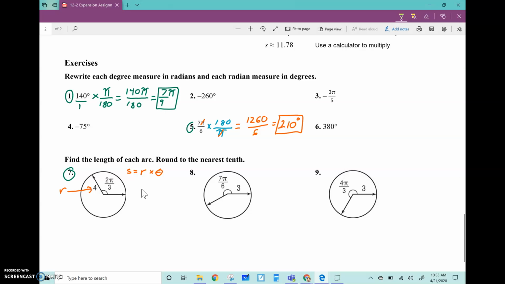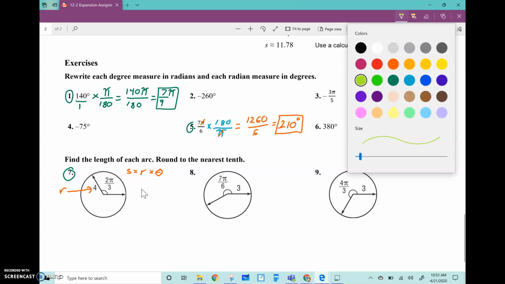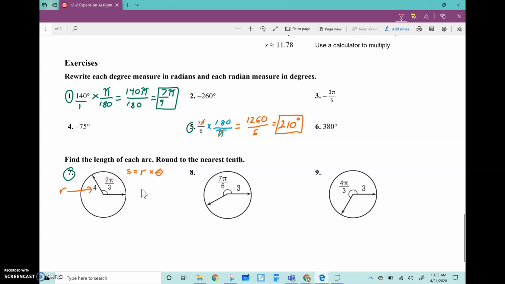And we get, let me change colors. That green can be a little bright. Let's go to a little raspberry here. We've got S equals, and let's just fill in what we got, 4 times the central angle, and that central angle is measured in radians, so we have 2 pi over 3. So 4 times 2 pi over 3. Okay, and we're just going to multiply straight across, so I get 4 times 2, which is 8 pi over 3. Okay, and that's what S equals.